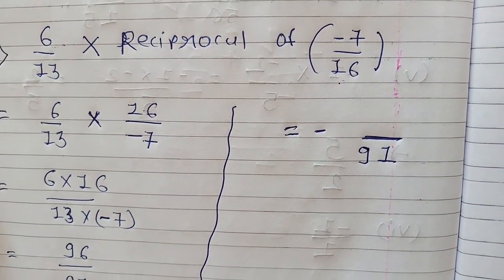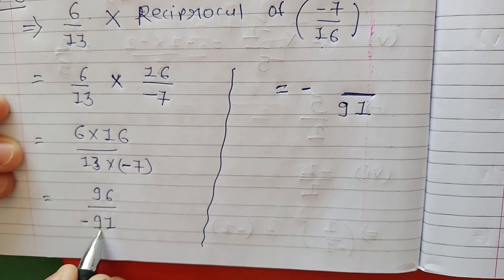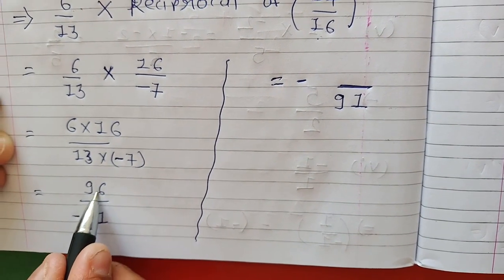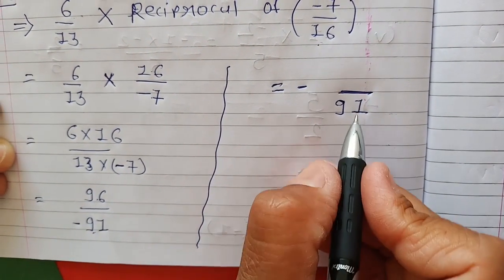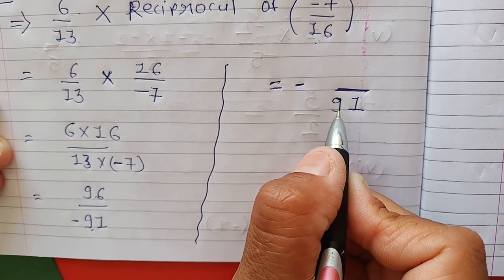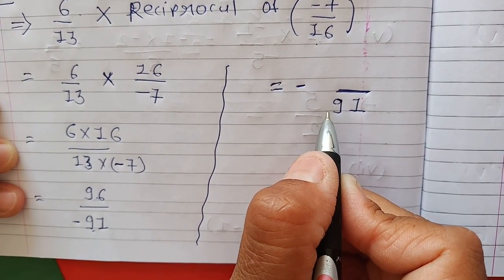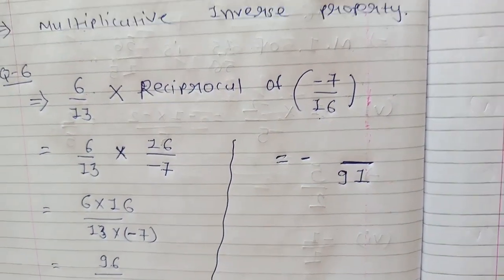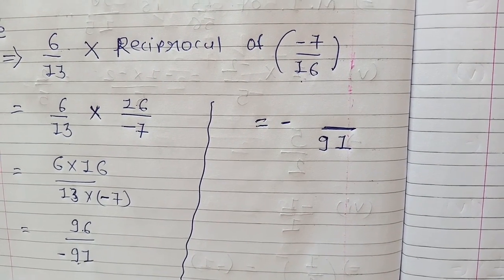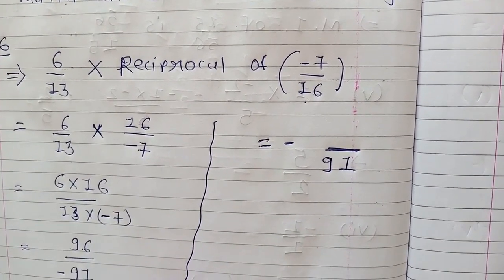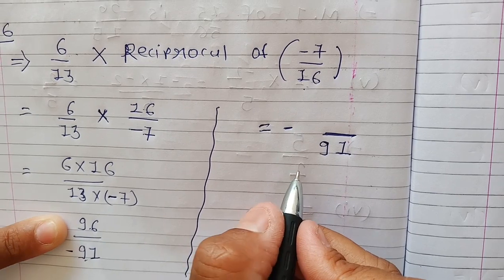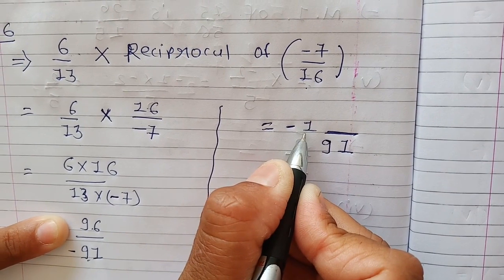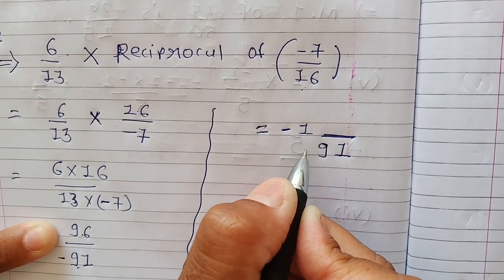But now we have to convert this number into a mixed fraction, because here the denominator is less than the numerator. So now we have to write the table of 91. 91 times 1 is 91. Now we know that 91 multiplied by 2 is 182, which is greater than our number. So we write 91 multiplied by 1, which is 91.